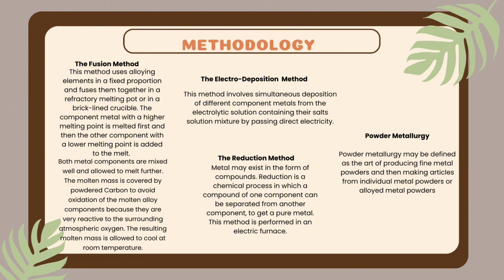Metal may exist in the form of compound. Reduction is a chemical process in which a compound of one component can be separated from another component to get a pure metal. This method is performed in an electric furnace. The last method is powder metallurgy. Powder metallurgy may be defined as the art of producing fine metal powder and then making articles from individual metal powder or alloy metal powder. That's all for me. I will now pass it to Razif.